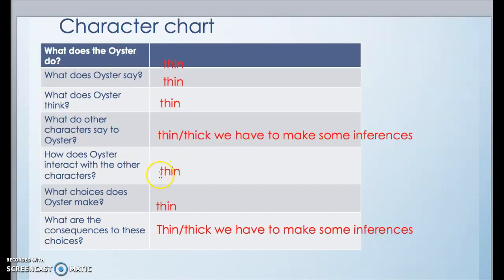How does Oyster interact with others? Again, that's a pretty thin question because we can point, this is how he reacts when the WPA is discriminating against his son. This is how he acts after he has the discrimination, he can't work for the WPA. What choices does he make? Again, thin questions. What are the consequences to these choices? And again, we're making some inferences here.